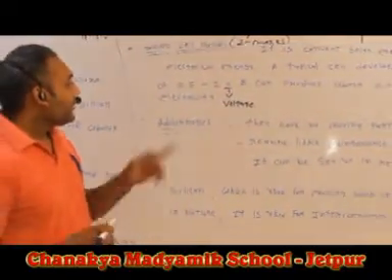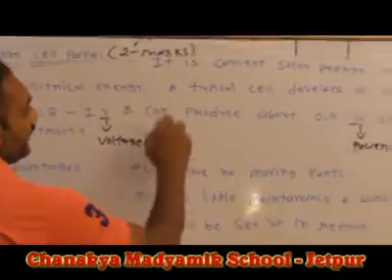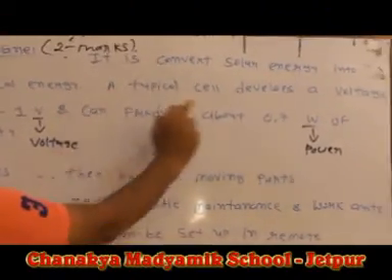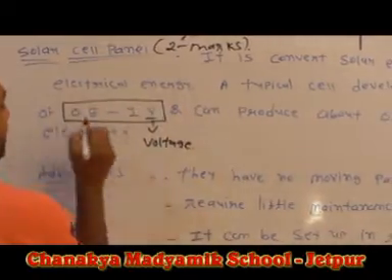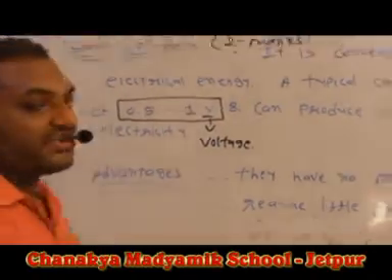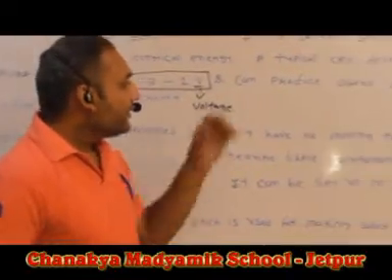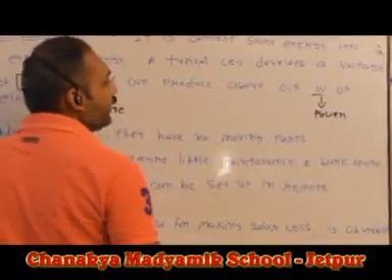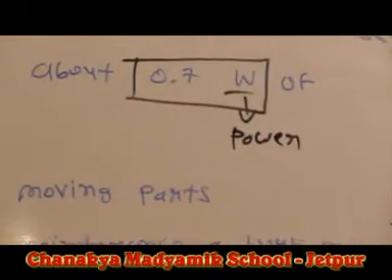But look here, in daily use, a solar panel develops a voltage of 0.5 to 1 volt. This amount of voltage is produced by the solar panel and it can be converted into what? It is 0.7 watt.